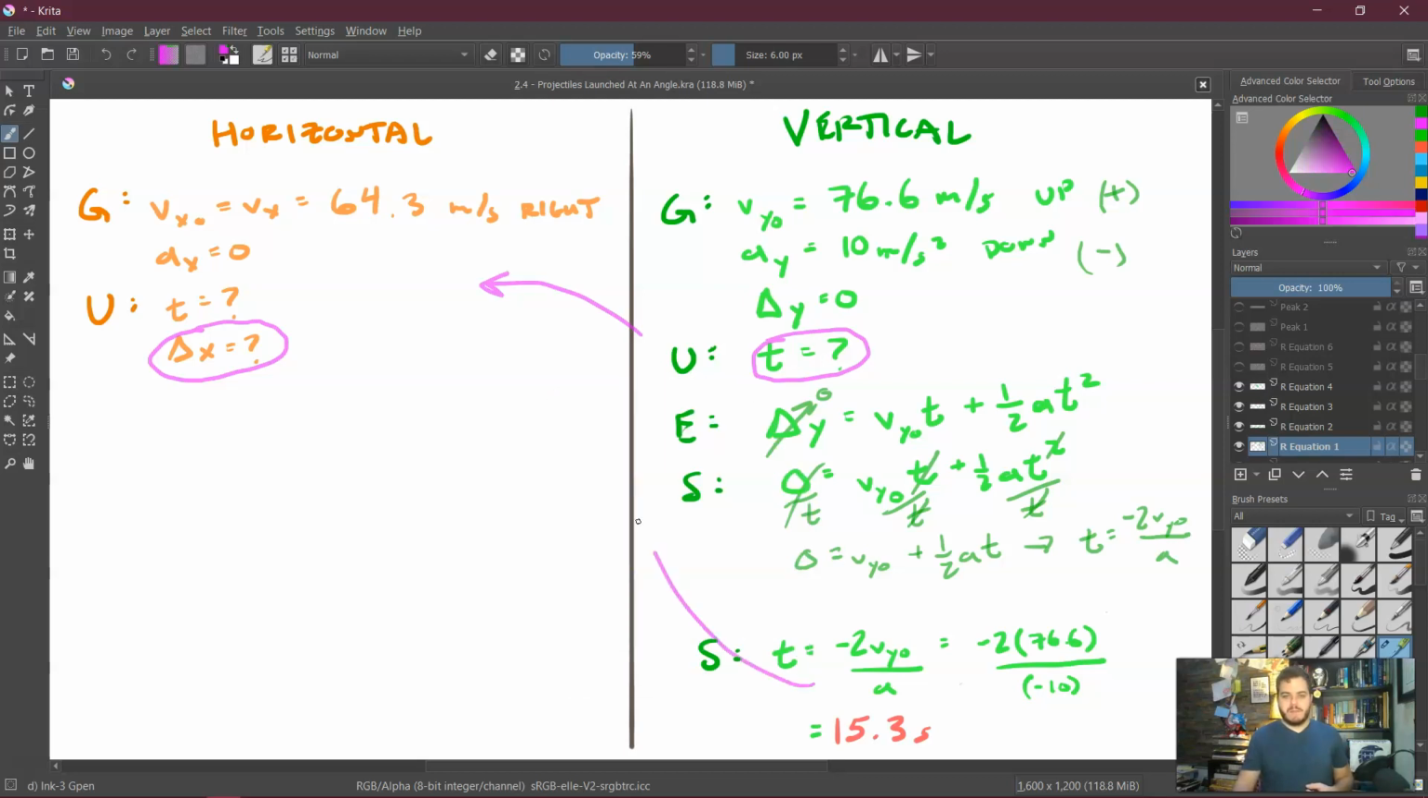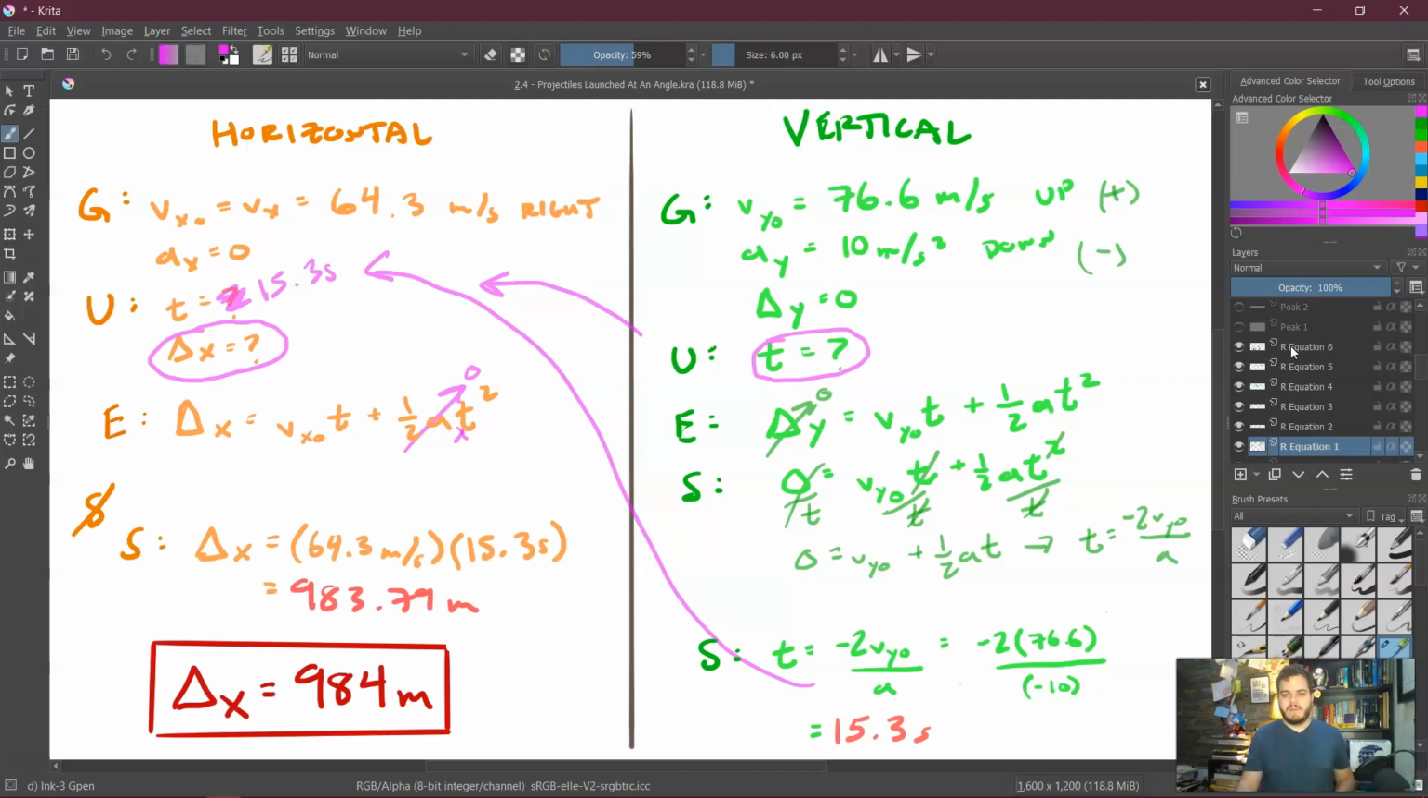So I'm going to take this number and move it over here, and I now have a given of 15.3 seconds. So I can use this equation now, delta x equals vx naught t plus 1/2 at squared, but we know that the acceleration in the x is 0, so we can eliminate that piece. And I can therefore just plug in delta x equals our initial velocity in the x, 64.3 meters per second, times our time, 15.3 seconds, and we get a range of about 984 meters.